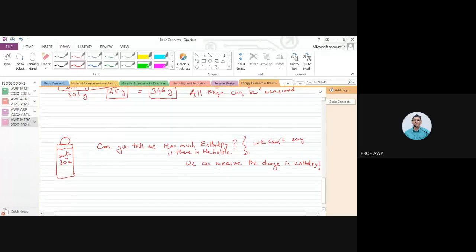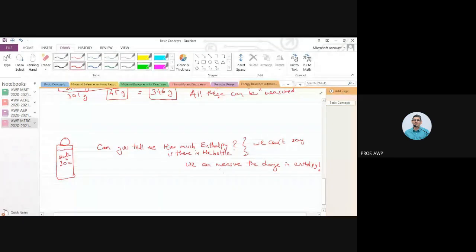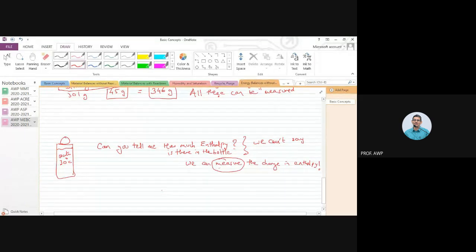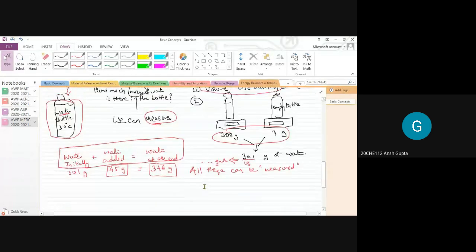What is the verb here? This is not an English class, but if you were to think in terms of English language, what is the verb here? Measure. Measure is the verb, right? That means something I am doing and I am measuring. Can I measure enthalpy? No.